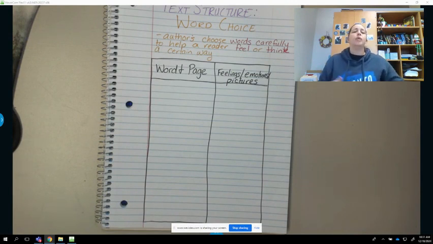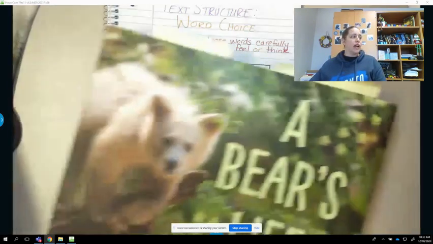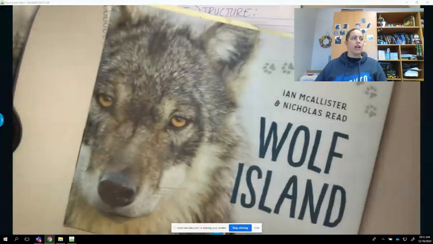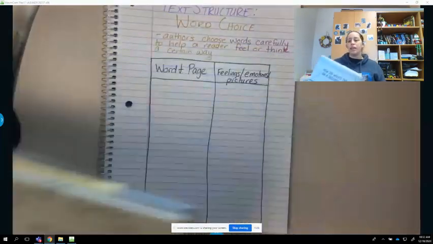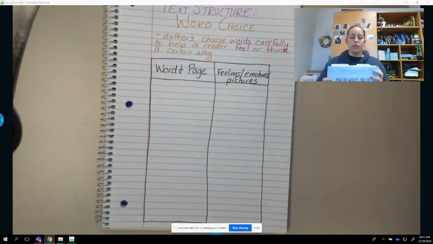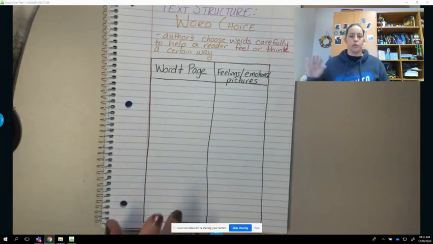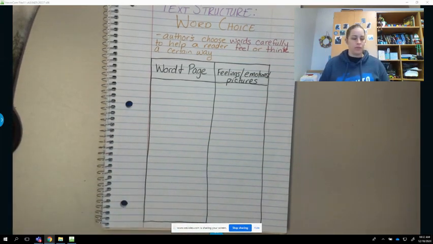Now, at this point in time, your teacher has probably read one of 2 books to you guys. They have either read A Bear's Life to you, or they have read Wolf Island. Now, if you have read one and not the other, don't panic. Your teacher will eventually be reading both of them to you, but we're going to go ahead and start with A Bear's Life. And then about halfway through here, we're going to switch over to Wolf Island. We have examples from both of those.